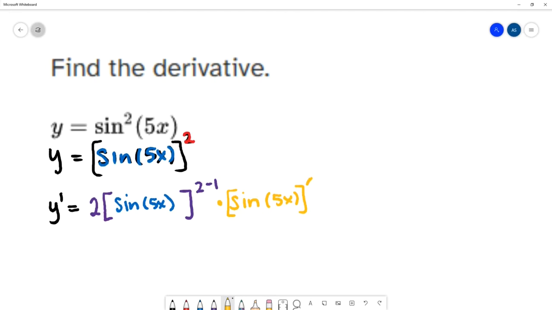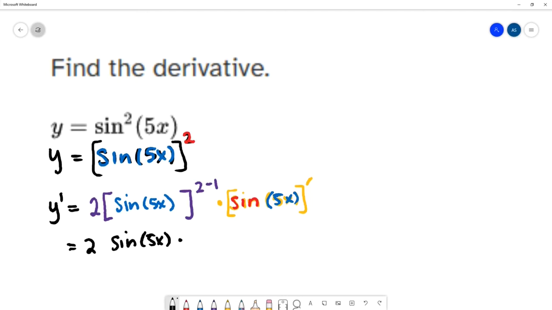Now, when I'm looking at sine of 5x, I also notice that this is a composition of functions. I have an outside function of sine and an inside function of 5x. So I'm going to have to use the chain rule again to calculate the derivative there. So let's carry down all of this. This is 2 sine of 5x. 2 minus 1 is 1, so I don't need to write that power there.